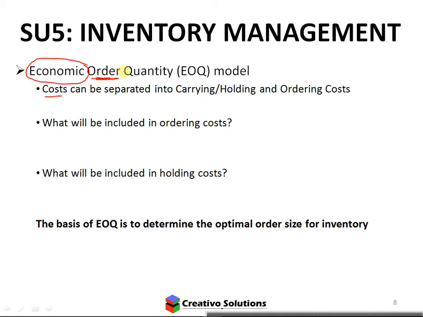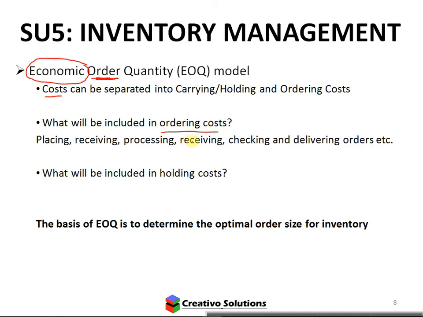Because if I order more stock, I'm going to hold more of it. It's going to increase my carrying costs. But if I order more stock, I reduce my order costs because buying bulk is cheaper than buying individually. So what will be included in the ordering costs? Give me some examples. Transport, perhaps? Packaging? Urgency. Special delivery.